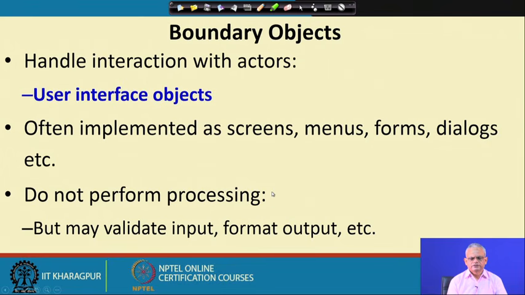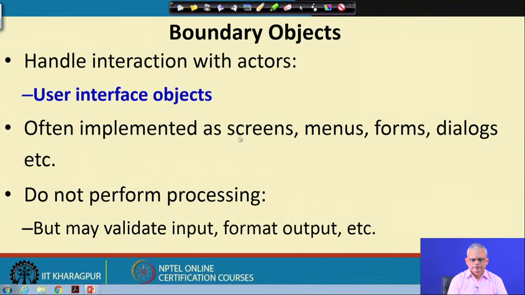Now, first look at the boundary objects. These are the user interface objects, and the actors interact using the boundary objects. The different types of boundary objects are screens, menus, forms, dialog boxes, check boxes and so on. So, these are basic GUI objects.